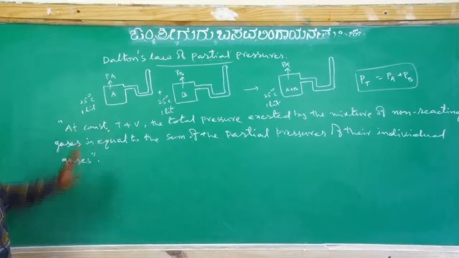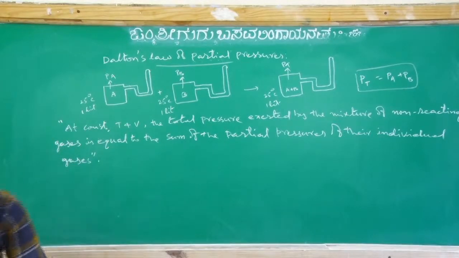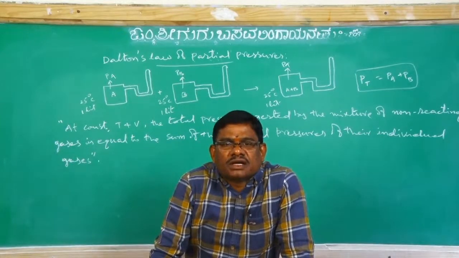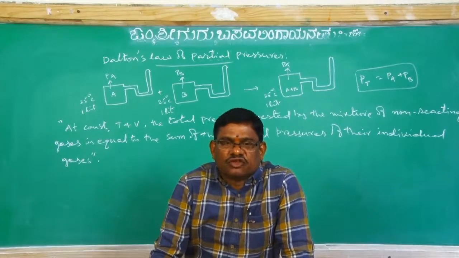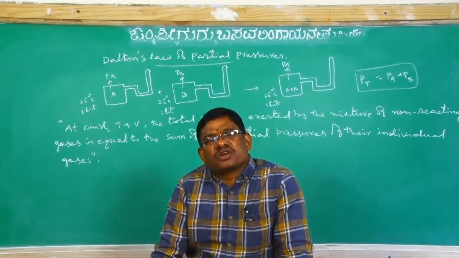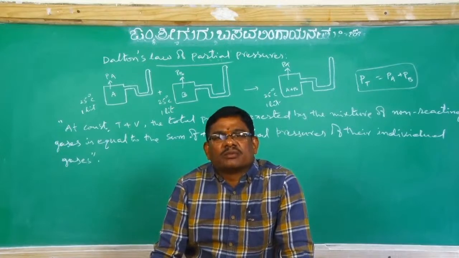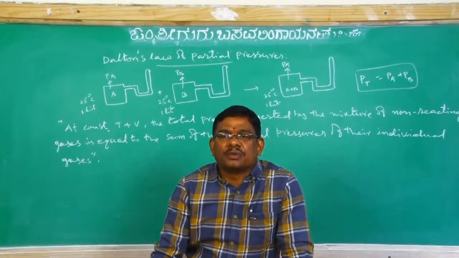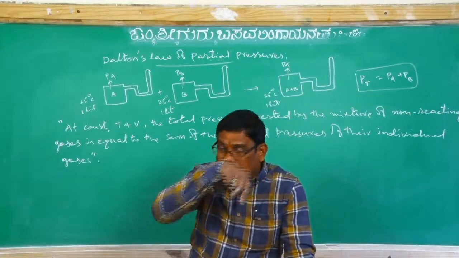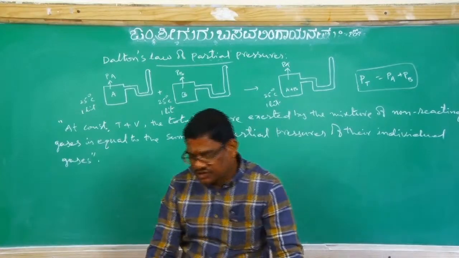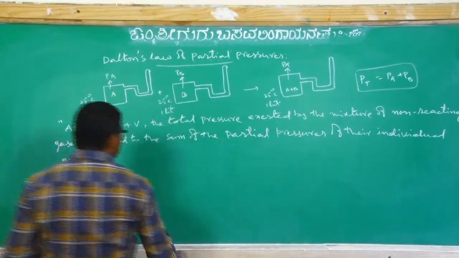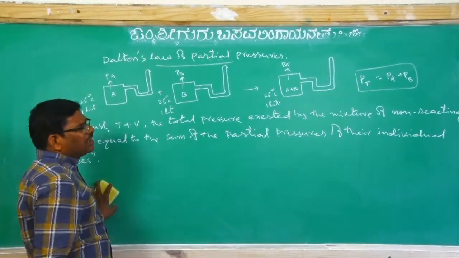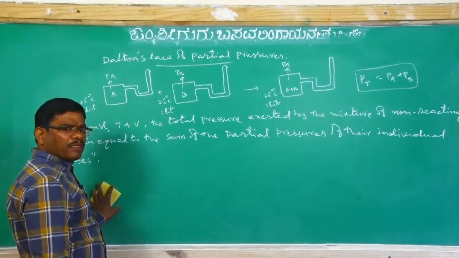So this is the experimental proof and definition. Okay na? What does Dalton's law say? Dalton's law of partial pressures: at a constant temperature and volume, the total pressure exerted by the mixture of non-reacting gases is equal to the sum of the partial pressures of their individual gases. Correct? The sum of the partial pressures of their individual gases. So that is Dalton's law. Did you understand? So here, PT equals PA plus PB. Okay na?